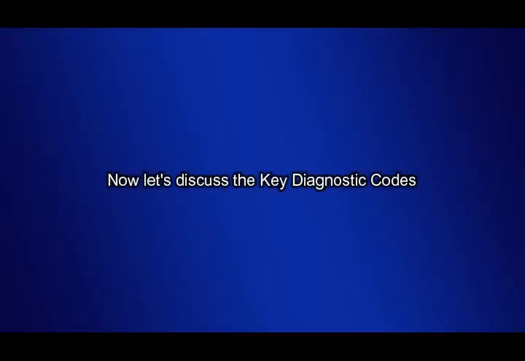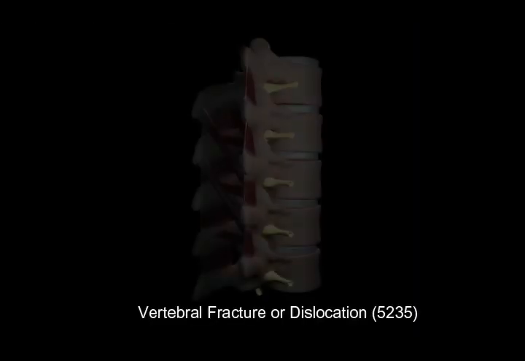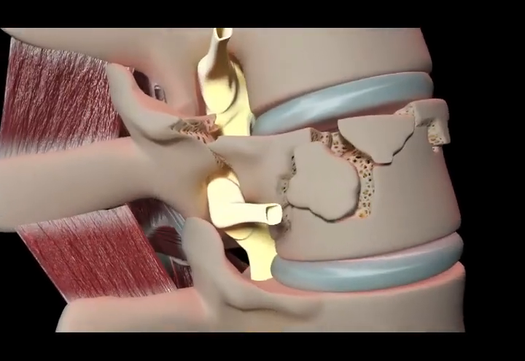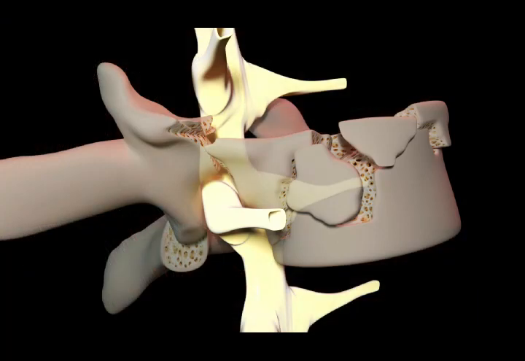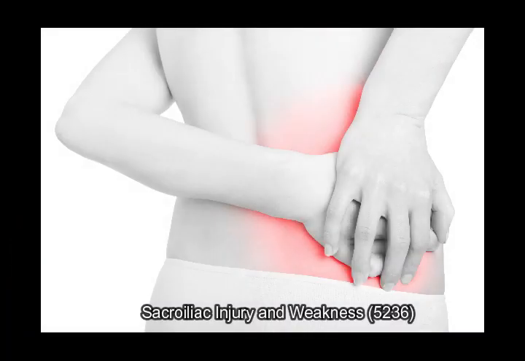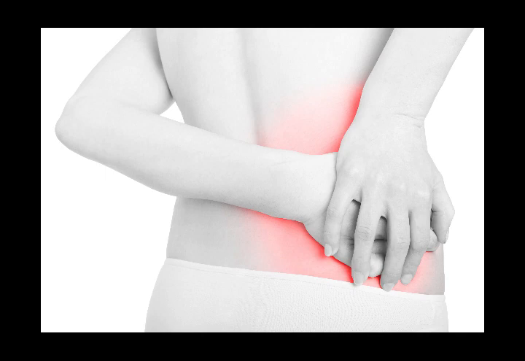Now let's discuss the key diagnostic codes. Vertebral fracture or dislocation, 5235. This code covers injuries involving vertebral fractures or dislocations, which can result from trauma or degenerative conditions. Sacroiliac injury and weakness, 5236. Sacroiliac joint dysfunction and weakness are evaluated under this code, reflecting impairments in the lower back and pelvis.